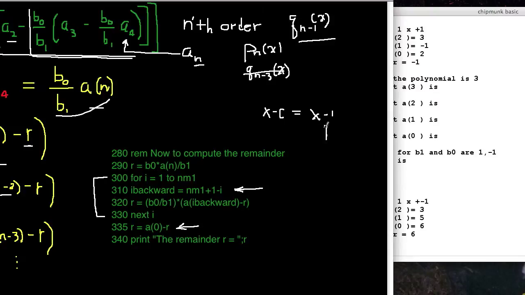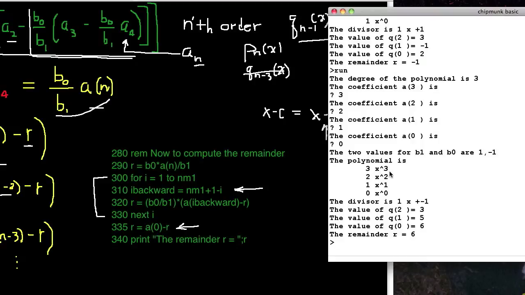So my value of c is 1. I get 1 cubed is 1, so that's 3 times 1. 1 squared is 1, so plus 2 times 1 is 5, and 1 times 1 is 6. So at least the remainder is computing properly. Now you need to check by hand a few examples to see if the program is working right.